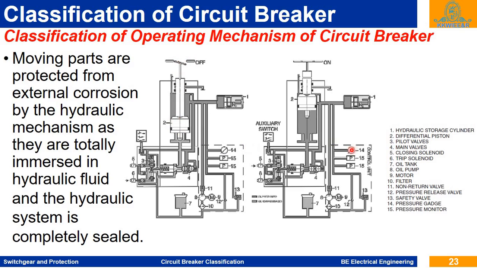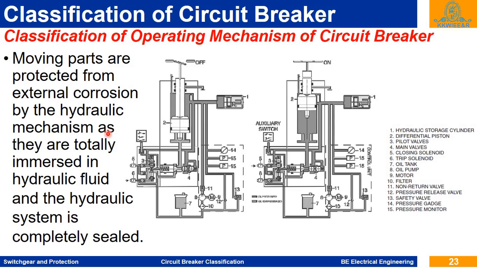When we have to close, we have to apply the force through this downward direction so that it moves in the upward direction and closes the contact of the circuit breaker. So moving parts are protected from external corrosion. These moving parts should have a smooth surface. They should not be corroded by atmospheric air, so that protection is given against corrosion.